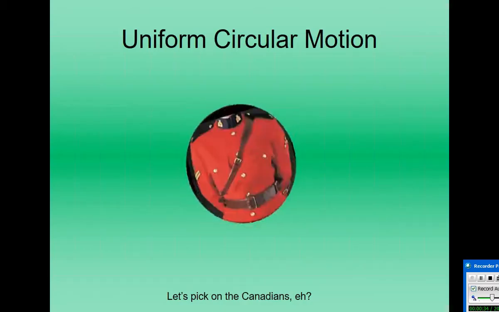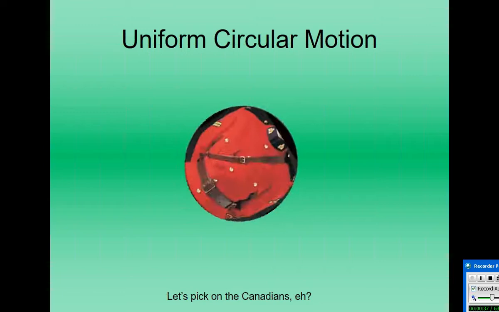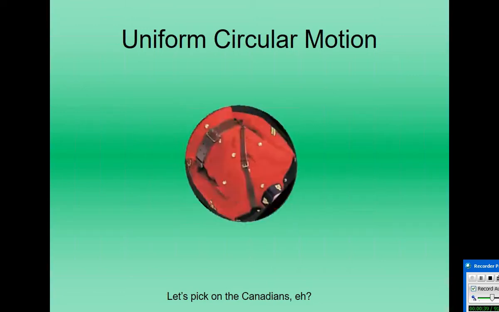The Canadian Mountie uniform is in a circle and it's moving in a circle.